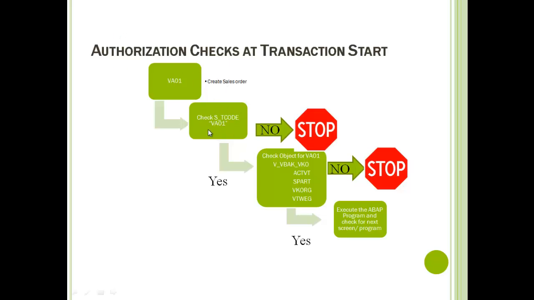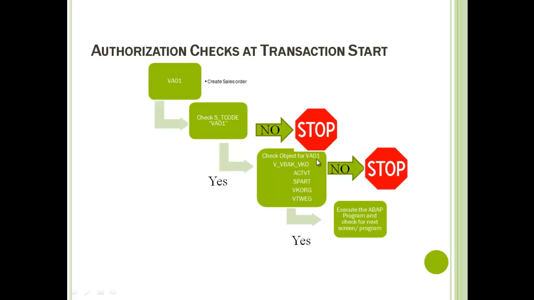So the SAP system will check whether S_TCODE with the field TCD equal to VA01 is available in the user buffer or not. If this user does not have this authorization object with this condition, then it will say no. That means it will give an error message that you are not authorized to execute this transaction. Let's say this user has S_TCODE VA01. Then it will go to the next step.